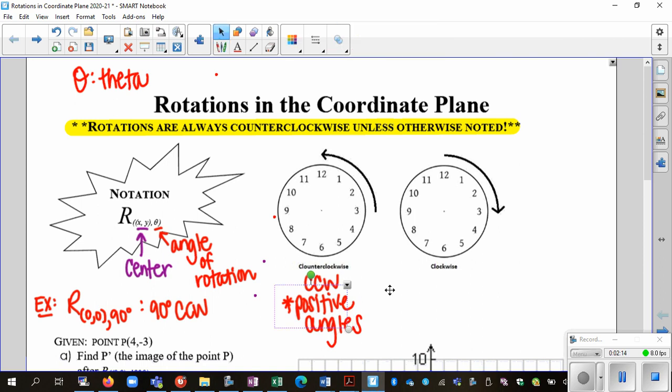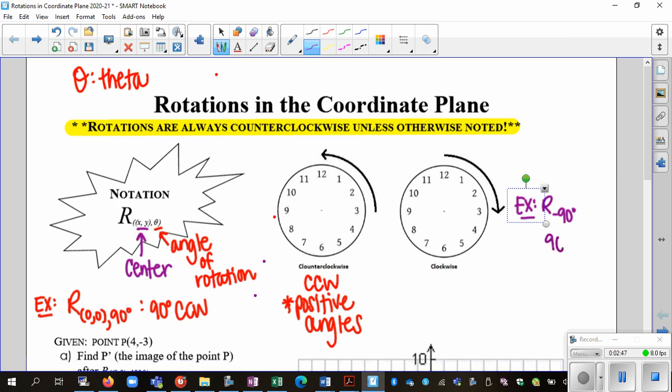Now, if I see a rotation of negative 90, let's write that as an example over here. Notice that I didn't put the origin because, like I said, if you don't see 0, 0, it's really assumed to be there. So in this example, my center is still 0, 0, even though I don't see it. But if I had a different center point like 1, 2, then you'd have to write it. I just want to show you both ways. This would mean 90 degrees clockwise because it's a negative angle.